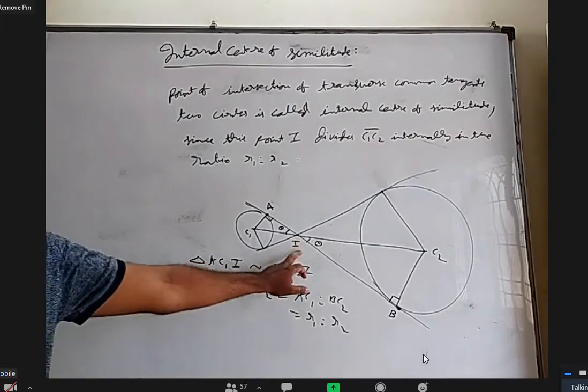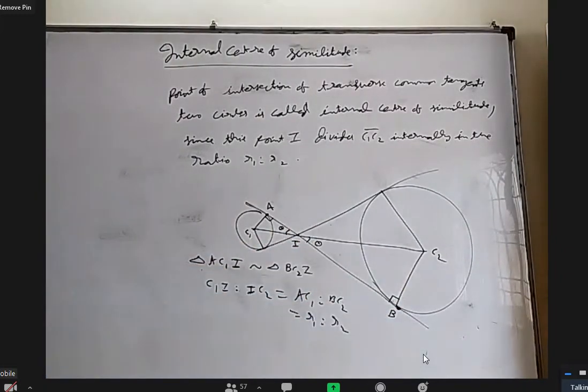Okay, so you can find this internal center of similitude by simply applying the section formula, R1 is to R2, internal.